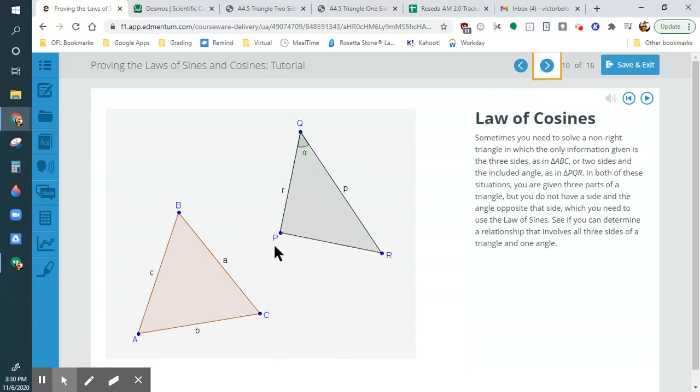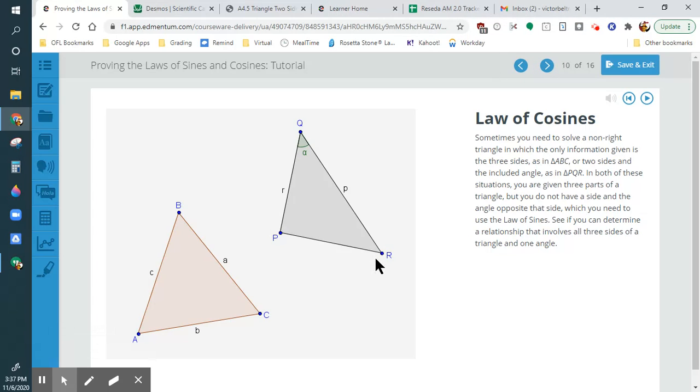Let's see here. All right, so we're going to do law of sines next. So you're probably going to see a difference in the clock because I'm going to step away from the computer, because law of sines is a really tough beast to tackle.